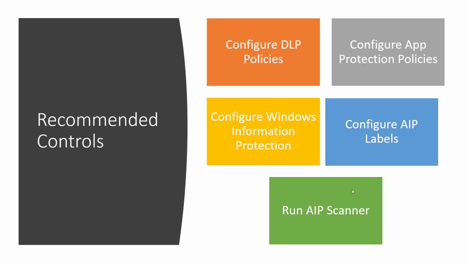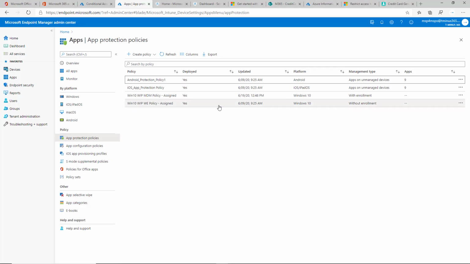So the next one here is configure AIP labels. This one's highly underadopted, in my opinion. This is something where you have the ability to apply a certain label as an identifier to your documents here, and you can apply certain controls as part of that label. So this has traditionally been part of Microsoft 365 Business Premium. It's also included with Azure Information Protection Plan 1, and it is $2 standalone per user per month.